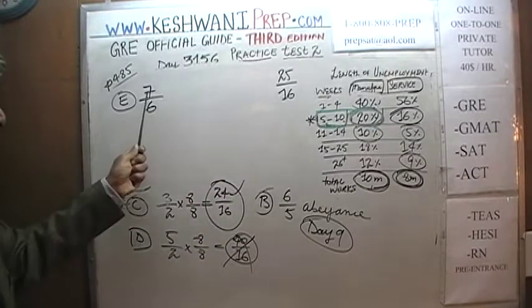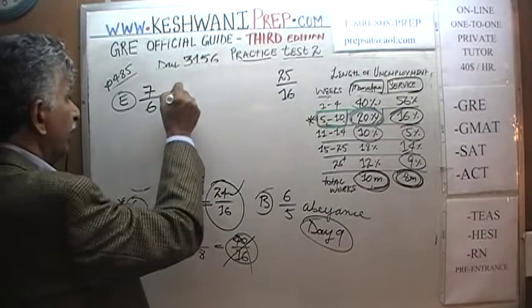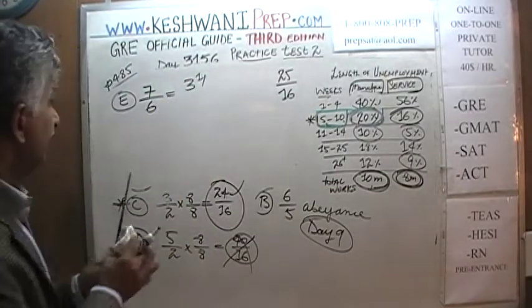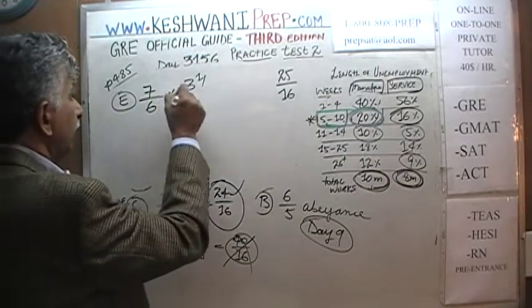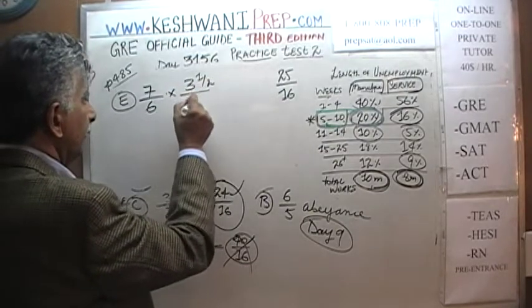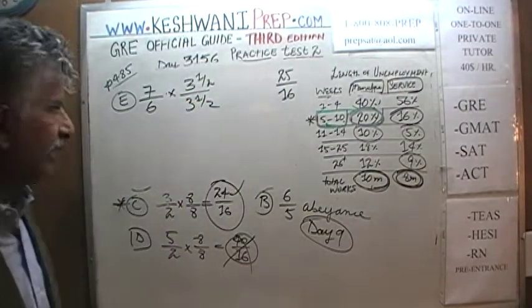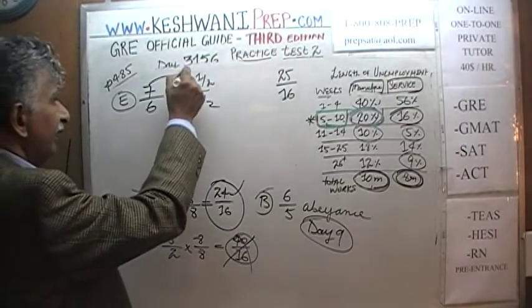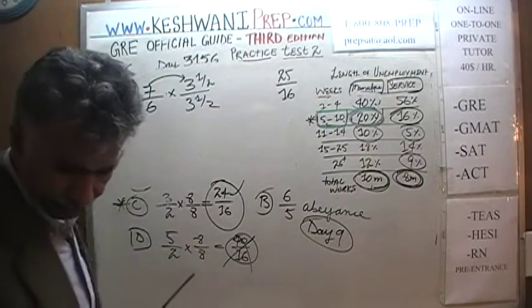Do you understand? But here, if we were to multiply top and bottom by 3.5, let's see what we get. 3.5 times 7. You with me? Let's begin. 7 times 3 is 21.